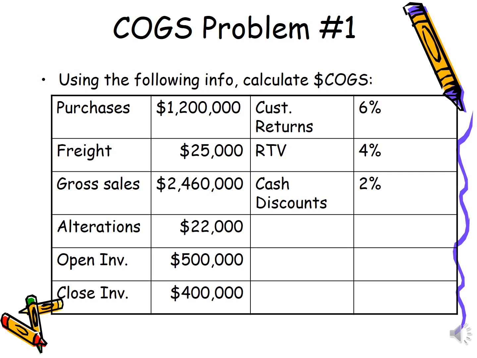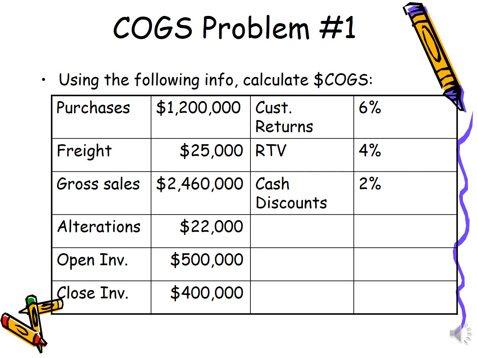Alterations, yes, that's part of the cost of goods sold calculation. Opening inventory, closing inventory, they are all elements of cost of goods sold. Customer returns, again, customer returns are not part of cost of goods sold calculation because customer returns are used for net sales calculation. Return to vendor, RTV, is returns to vendor. That's an important element of cost of goods sold. We have to use it. And it says returns to vendor is 4%.